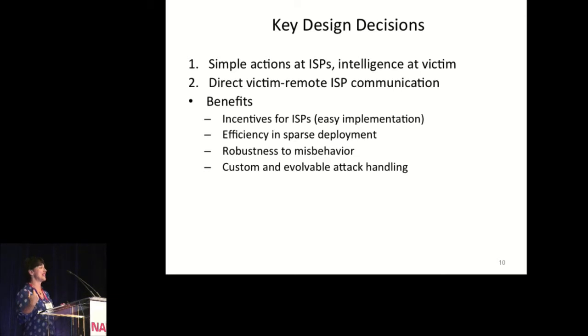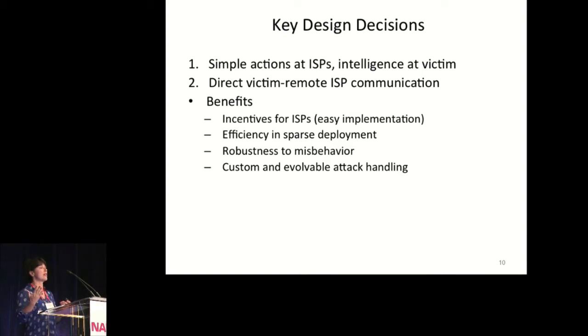So we made two key design decisions. First was that we wanted this to be implementable today in today's ISP infrastructure. So we have very simple actions in ISPs that can be done with today's infrastructure, and all intelligence resides at the victim. So the victim collects this information, decides what to do, and then asks for control actions of the ISPs. This also has the benefit that the victim decides about its own traffic and routes, so it aligns the ownership of traffic and routes with the control over these.